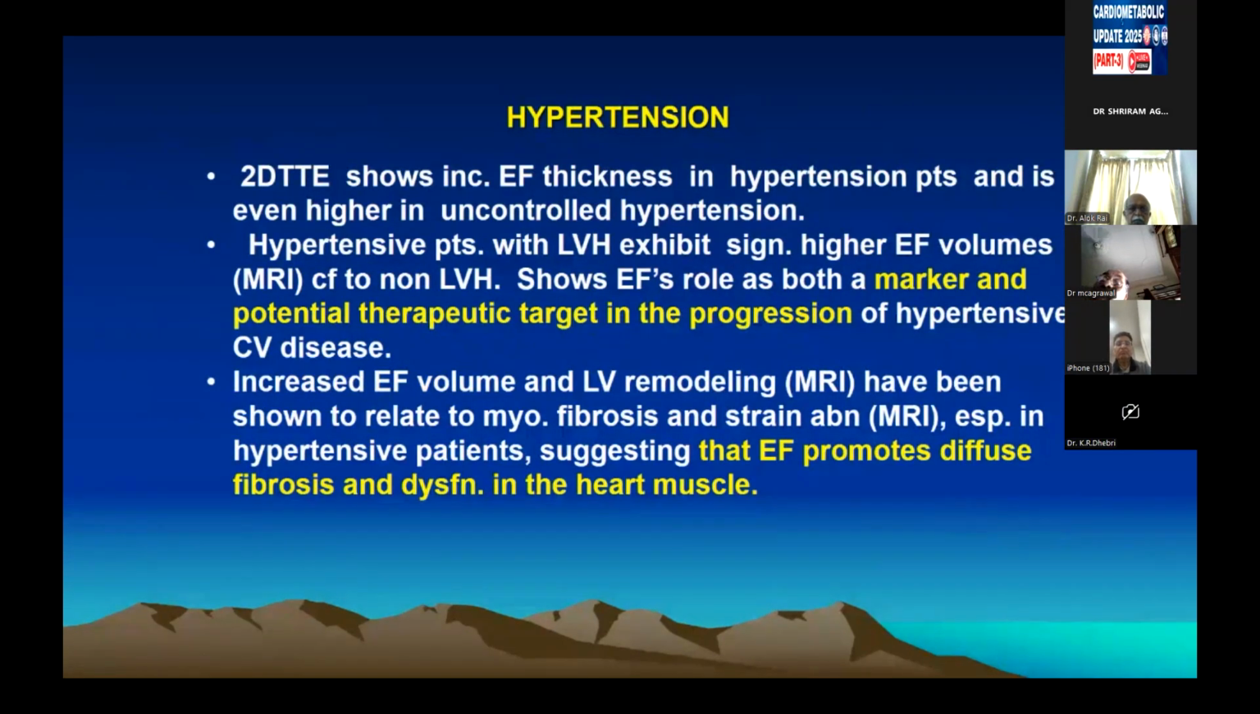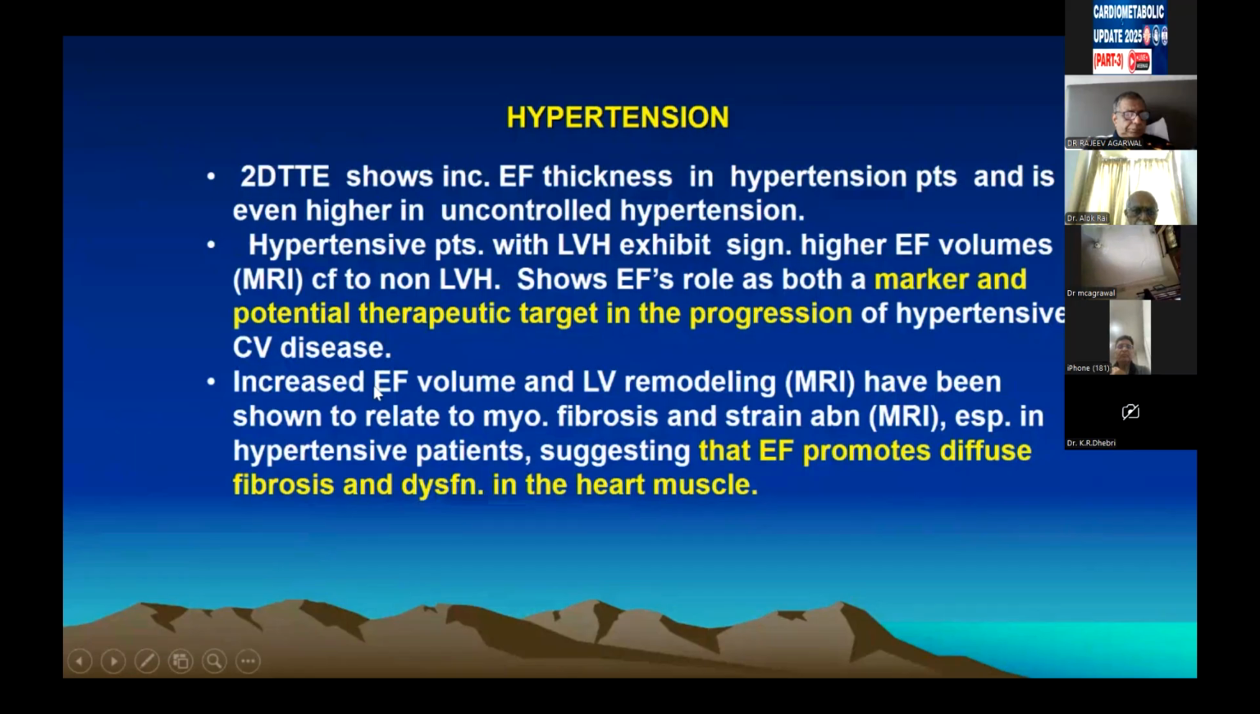How about hypertension? Well, by two-dimensional echocardiography, epicardial fat thickness in hypertensive patients is increased. Not only that, it is even higher in uncontrolled hypertension. And hypertensive patients with left ventricular hypertrophy exhibit significantly higher epicardial fat volumes compared to those who have no left ventricular hypertrophy. This shows epicardial fat's role as both a marker as well as a potential therapeutic target in the progression of hypertensive cardiovascular disease.